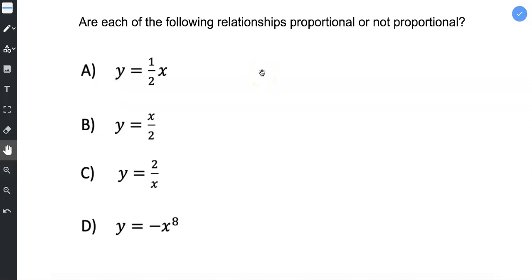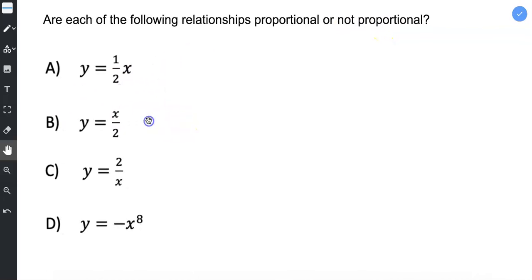In this video, I'm going to show you how to use Desmos, the graphing calculator, to graph these equations and determine if they're proportional or not proportional. I wanted to make sure that I showed you how to write a fraction, how to write a power of 8, or any other power, to give you an idea of how to use this graphing calculator.